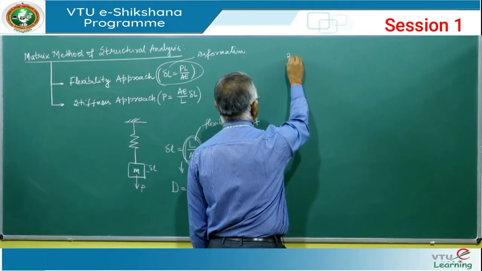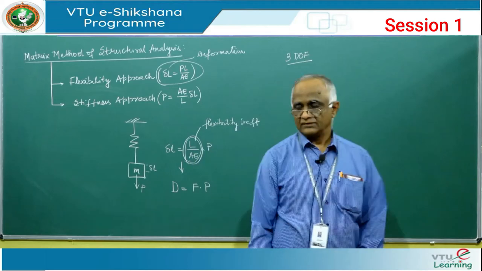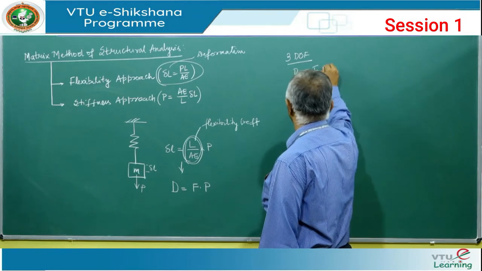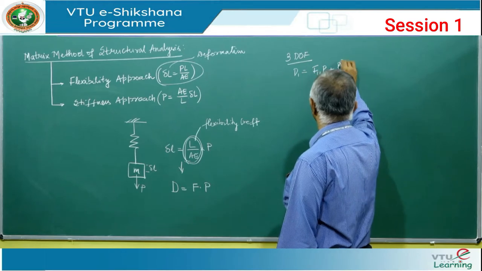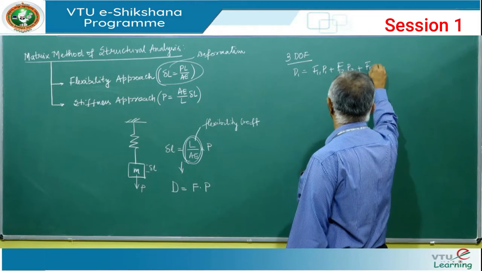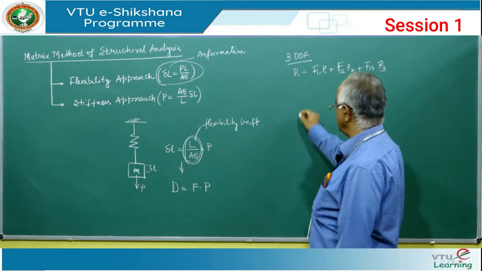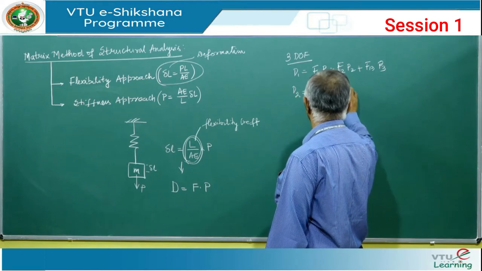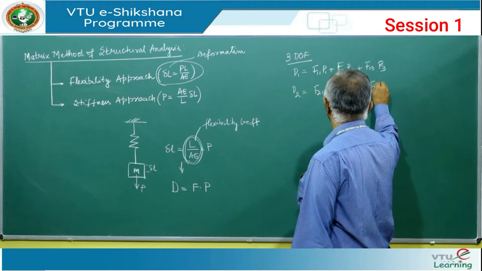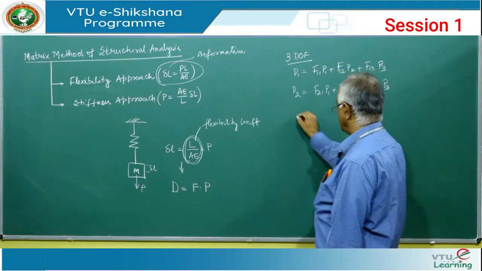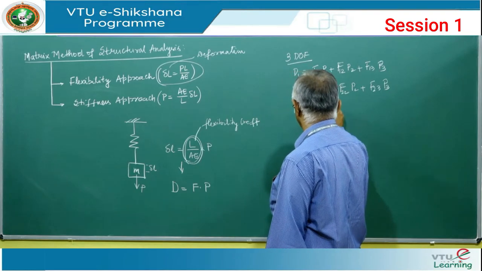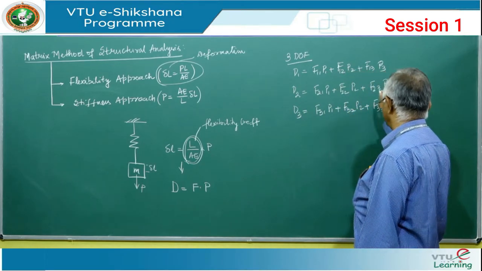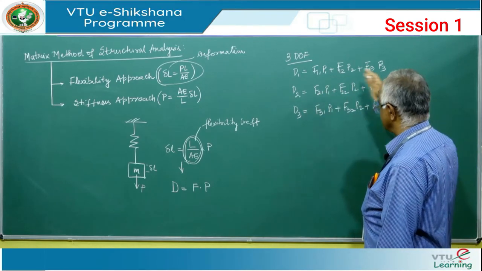Suppose you have 3 degrees of freedom. I have taken a single degree, but if it is 3 degrees of freedom, then I can put it as D1 is equal to F11 P1 plus F12 P2 plus F13 P3. Similarly, your second is D2 equals F21 P1 plus F22 P2 plus F23 P3. And the third equation is D3 equals F31 P1 plus F32 P2 plus F33 P3. Now imagine if the number of degrees is more, the same pattern of equations you have to repeat.